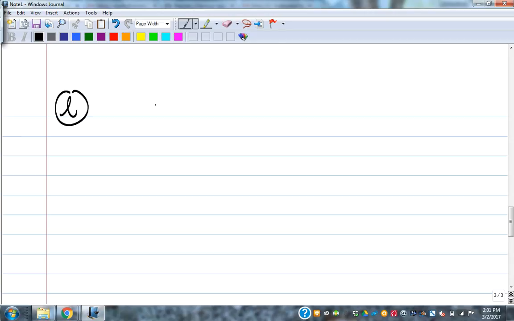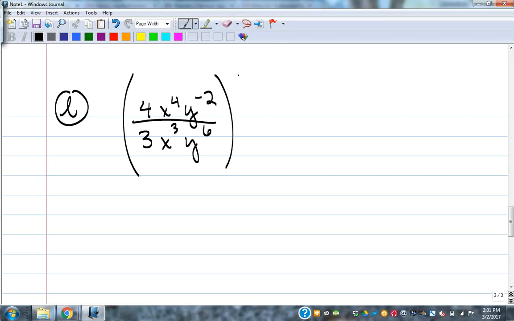Say we had 4x to the fourth, y to the negative 2, over 3, x to the third, y to the sixth, all in parentheses, and let's make it to the negative 3. Just get some more practice with negative exponents, because those are the more difficult ones to do. Okay?